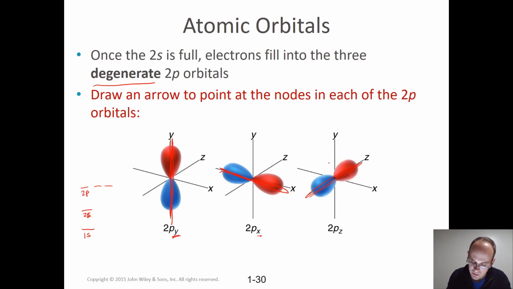So each one of these has a node in the middle at the intersection of all the axes. And that intersection is the nucleus of the atom. So if you have an atom with a full number 2 shell, let's say neon, for example, you're going to have all three of those p orbitals aligned over top of each other.